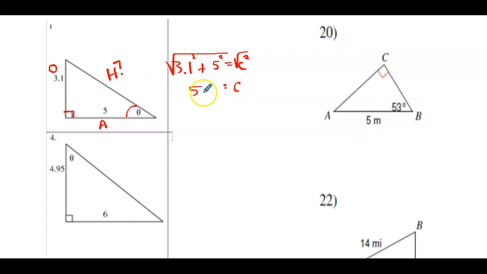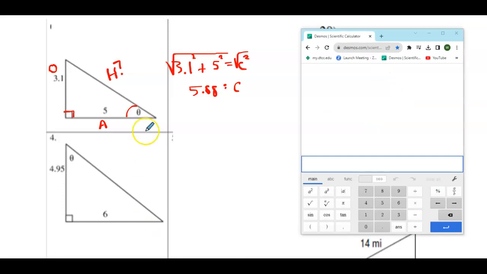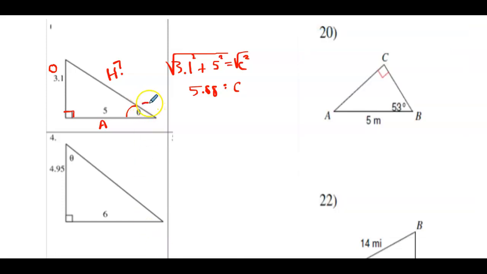Whenever you check your work or you're looking to see if your work is reasonable, the hypotenuse should be the longest side. 5.88 is longer than 3.1 or 5, so it seems okay. All right, let's go ahead and get into the angle theta, and this part is maybe the part that you're not as familiar with. So let me pull up an online calculator so I can show you how to input that. All right, so let's go ahead and try to figure out what theta is.